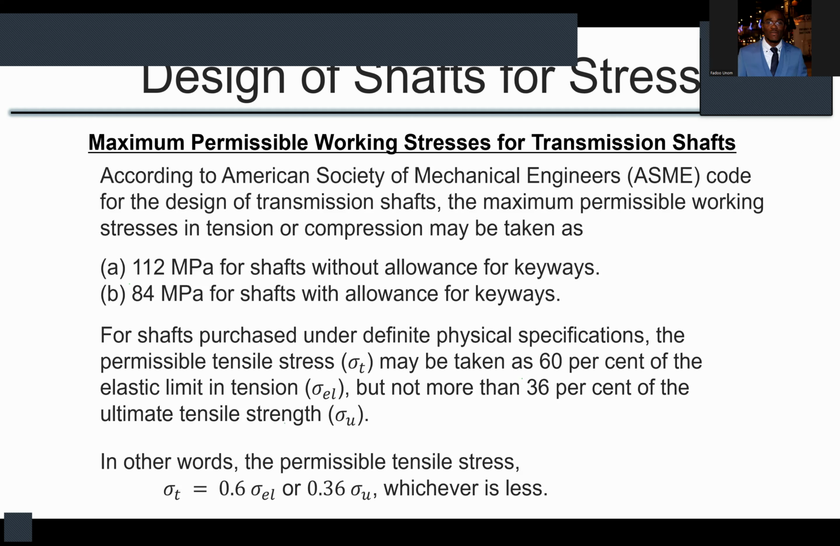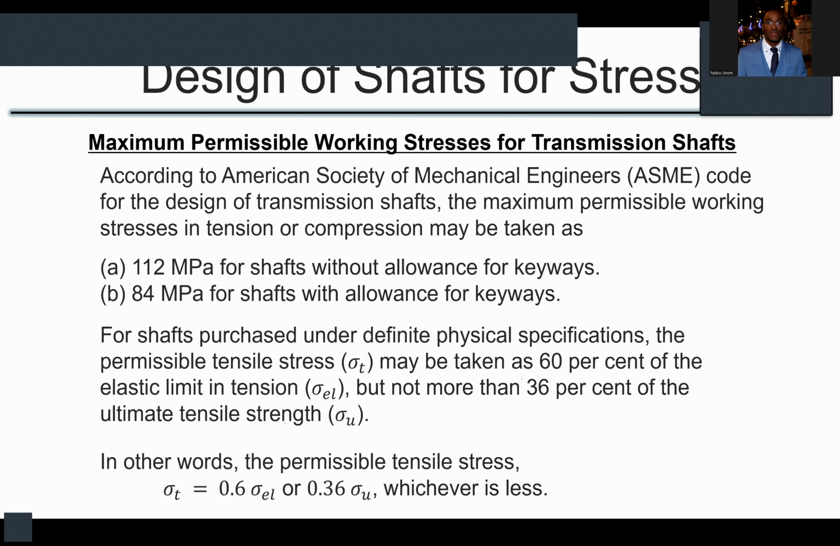Okay? So according to the American Society of Mechanical Engineers Code for Designing Transmission Shafts, this is the standard. The maximum permissible working stresses in tension or compression. So if it's acting to cause your shaft member to be in tension, so imagine a shaft and you hold both ends and you are pulling them apart, that's in tension. Or compression, where you have compressive forces, instead of pulling them apart, you are pushing them together.